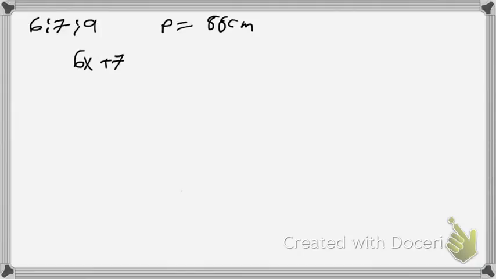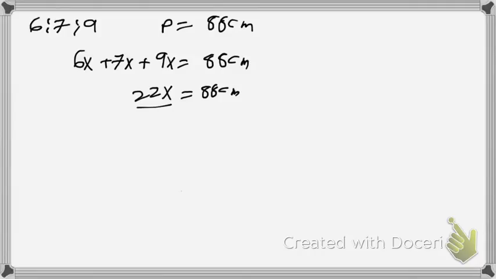We go 6x plus 7x plus 9x equals 88 centimeters. So whatever x is, that's going to be our scale factor. That's going to be our coefficient of change, whatever you want to call it. So we add them up. 6 plus 7 is 13. 13 plus 9 is 22. So we have 22x equals 88 centimeters.